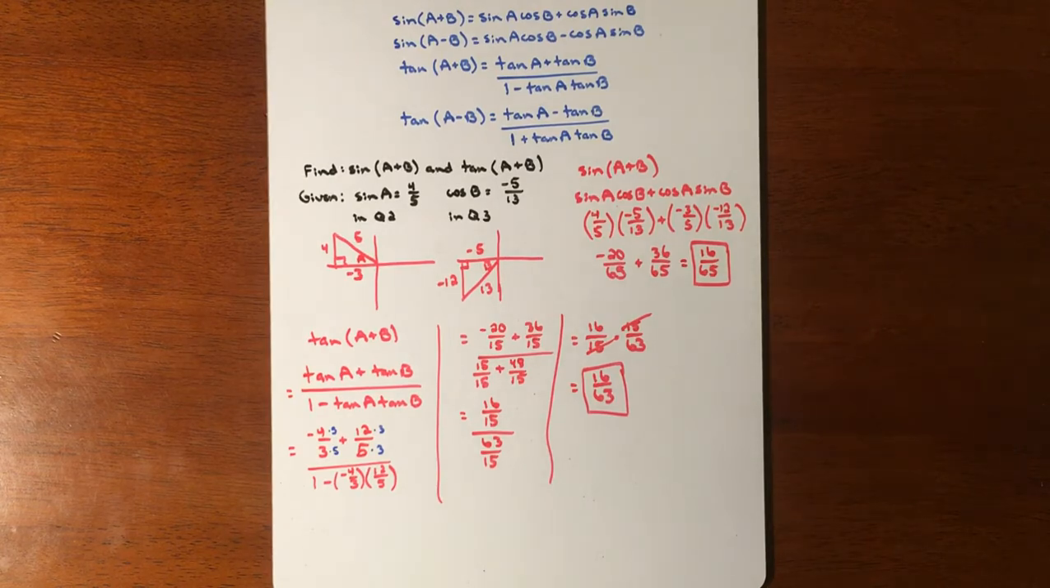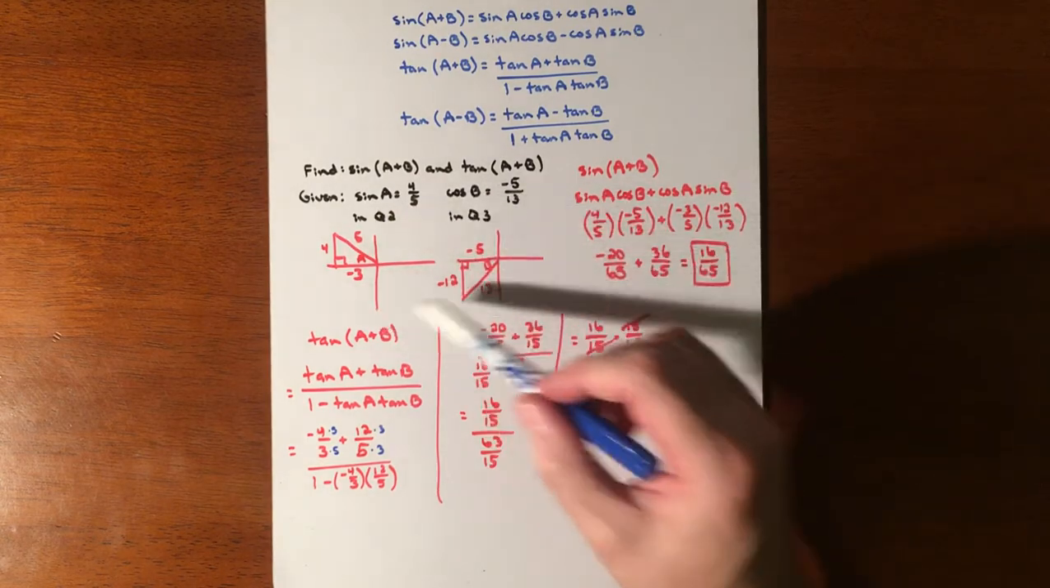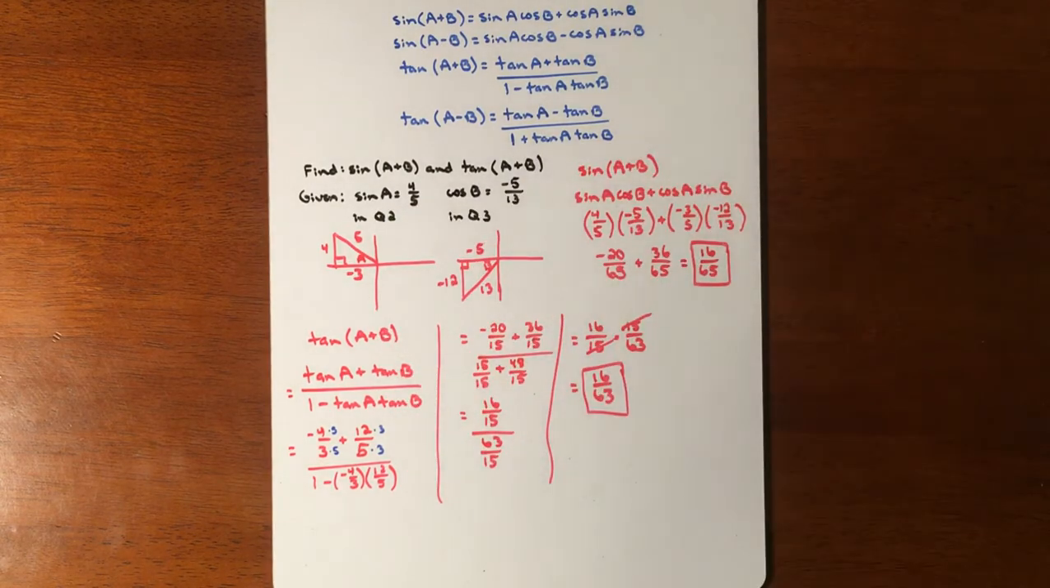All right, so that was sum and difference identities involving some given information, which allows you to draw some pictures and then just apply the appropriate formulas.